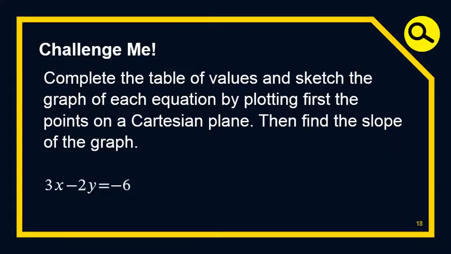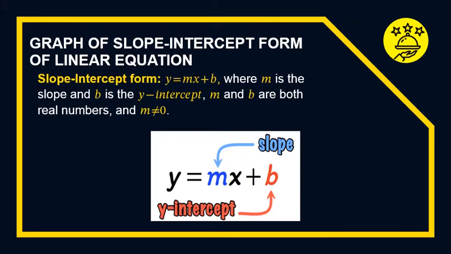Activity 3: Challenge me. Complete a table of values and sketch the graph of each equation by plotting first the points on the Cartesian plane. Then find the slope of the graph. Graph of the slope-intercept form of the linear equation. Slope-intercept form is the form y is equal to mx plus b. This will be our given formula, where m is the slope and b is the y-intercept. m and b are both real numbers and m is not equal to 0.